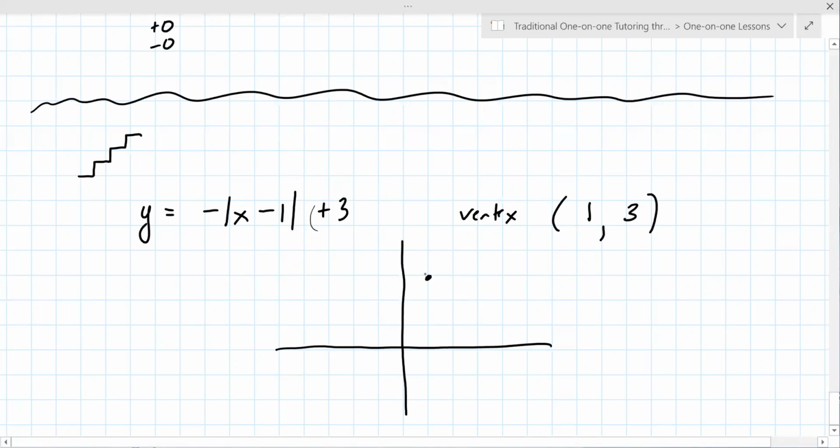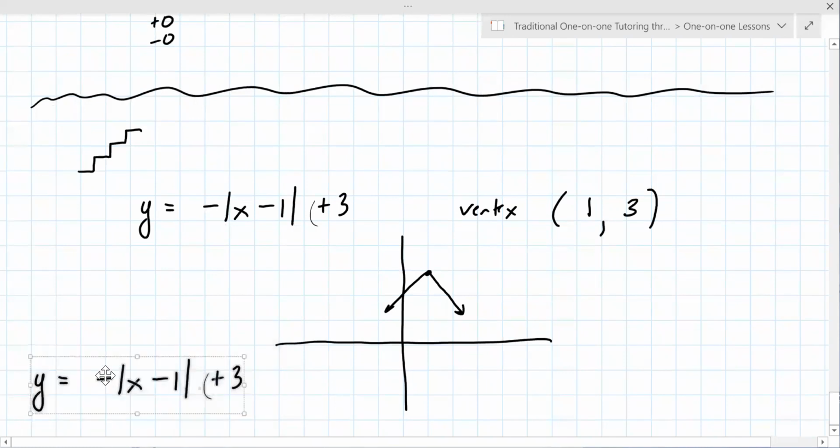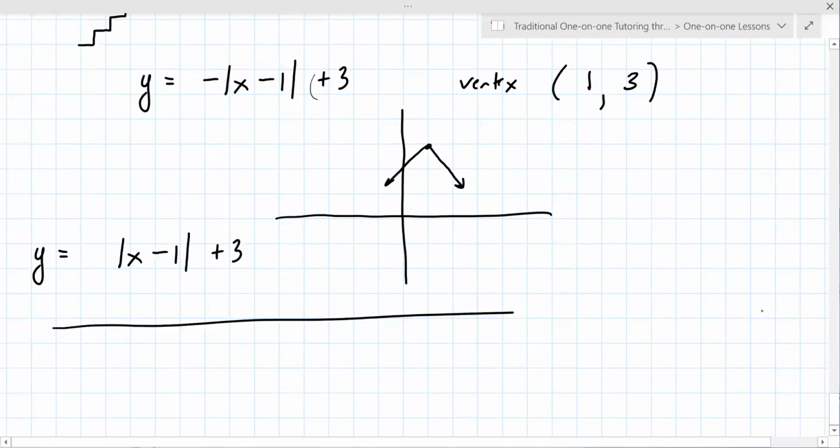Now this negative, instead of it opening up, it opens down. Okay. Right. But here's what you need to see when you're determining the vertex. You need to see this equation right here. Just ignore anything else that isn't inside there. Okay, now let's look at another one here.